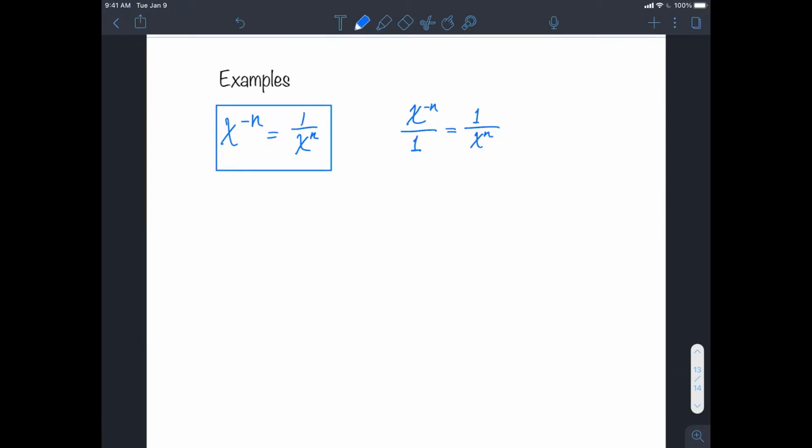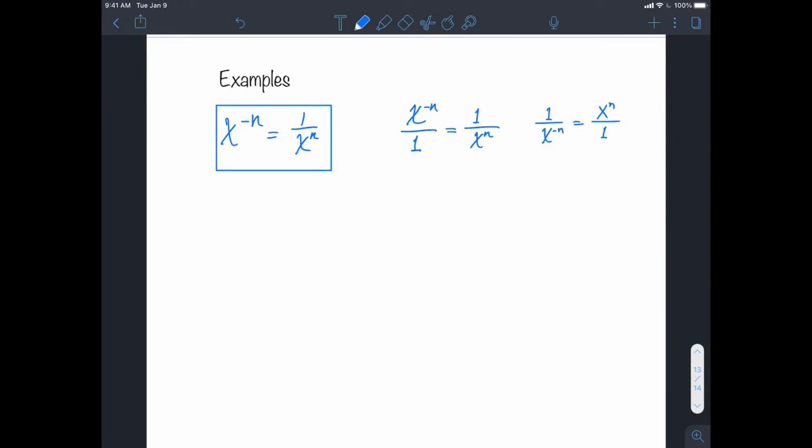And similarly, we can see that 1 over x to the negative n is the same thing as x to the n over 1. So these are two equivalent ways of saying that.